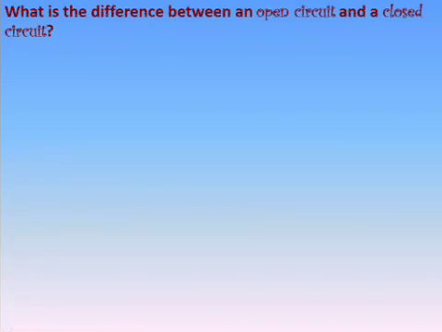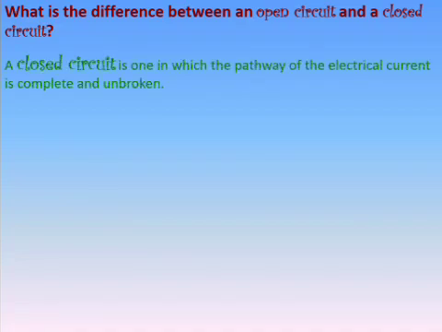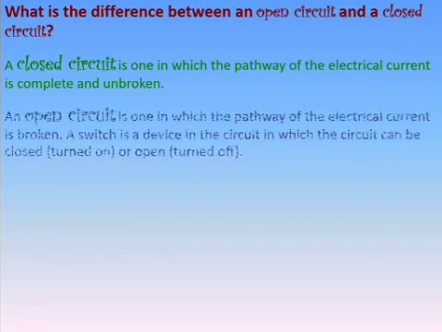So let us repeat what's the difference between an open circuit and a closed circuit. A closed circuit is one in which the pathway of electrical current is complete and unbroken. So it's a complete circuit, it's not open, the switch is closed, and the loads can function properly. An open circuit is one in which the pathway of the electric current is broken. So here the loads cannot function properly.